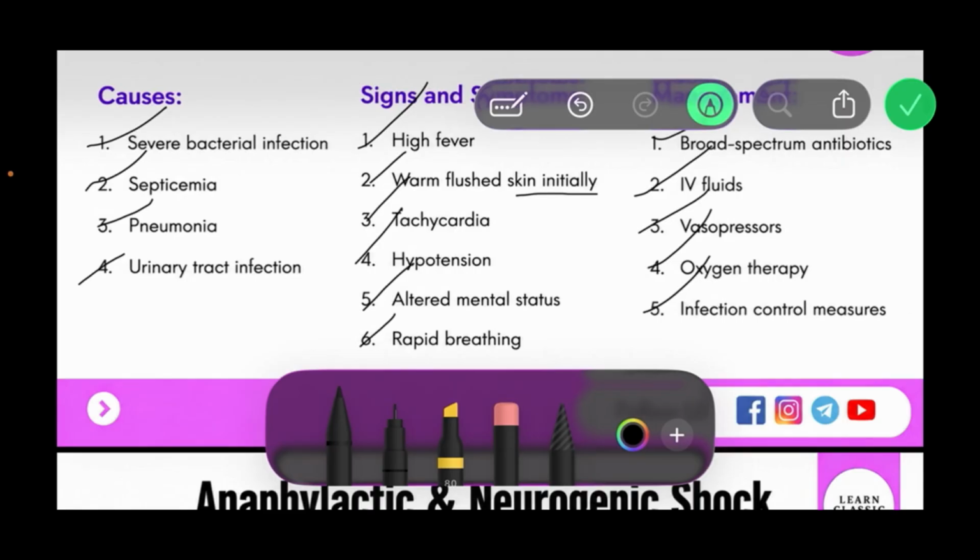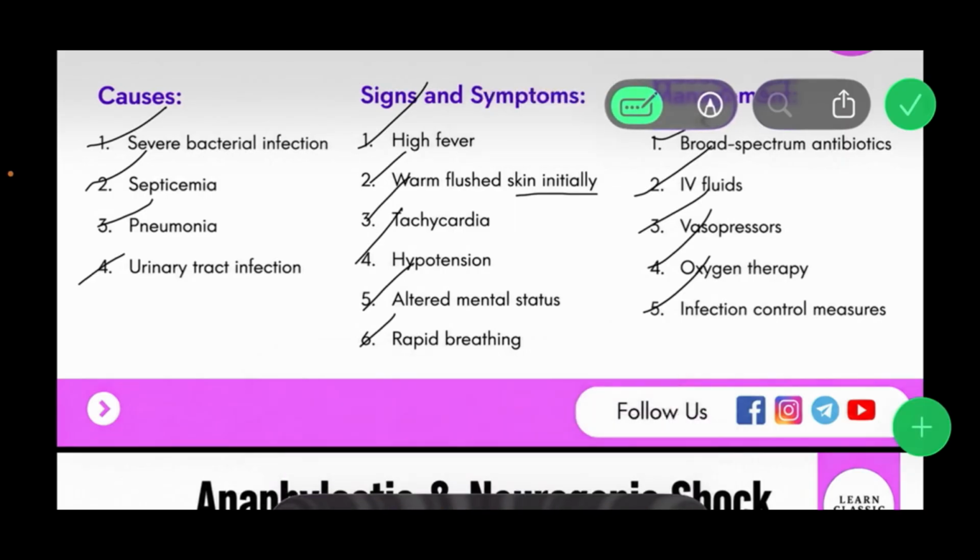Now what are vasopressors? Vasopressors are medicines that constrict, that cause narrowing of the blood vessels and increase blood pressure. They are mainly used in emergency conditions like shock when blood pressure becomes dangerously low. Common vasopressors are dopamine, norepinephrine, epinephrine, vasopressin. These are the common examples of vasopressors.